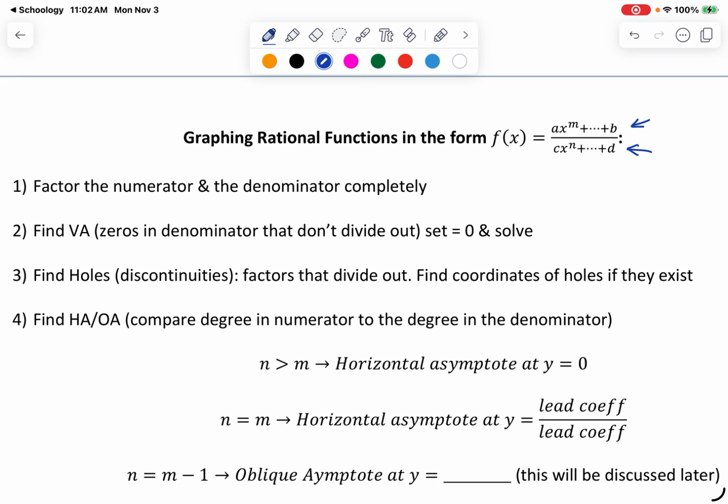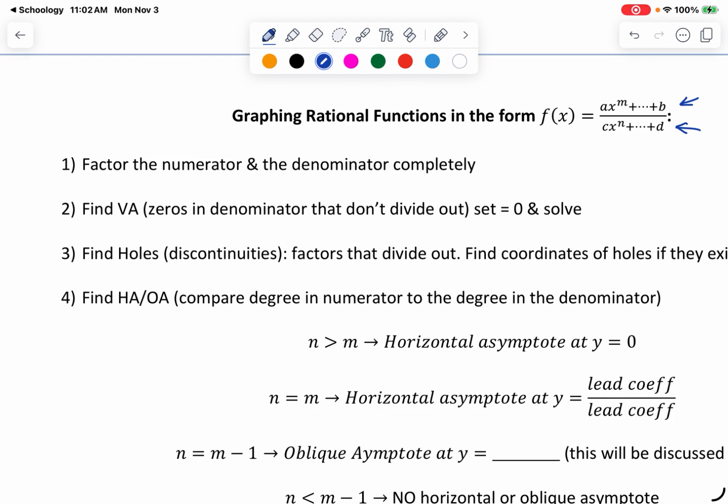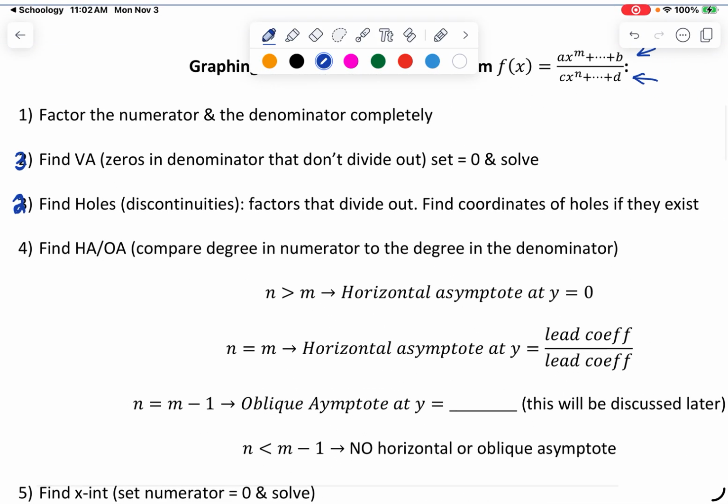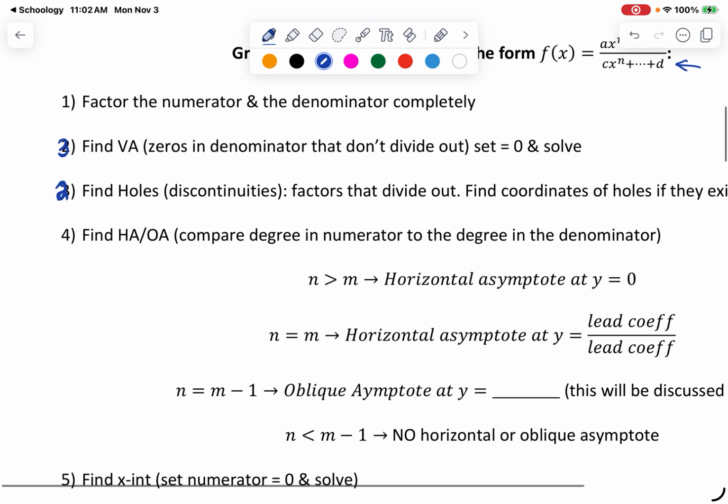So that's step number 1. Step number 2 is right here. I don't like how this is 2 then 3. How dare this be here? Step number 2 is find any holes. I'm going to fix that for the note sheet for you guys. Step number 2 is find any holes, which are called discontinuities. So what you're going to do is look for factors that simplify out, and then you would find the coordinate of the hole if they exist. If the function simplifies, you're now using that function for everything else.